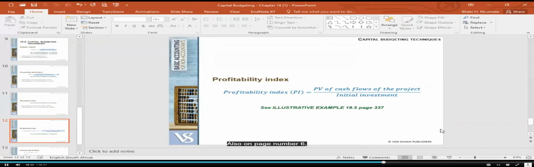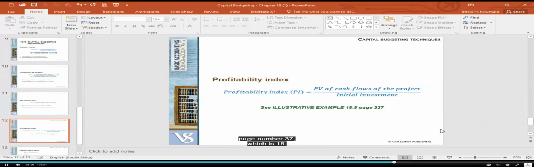Also on page number 336, you'll find the profitability index. We don't use much of this for now, but you need to know there is a profitability index of a project, which is calculated by dividing the present value of the cash flows of the project by its initial investment. This is shown on pages 336 and 337. That is how to work out the profitability index. And then there is an illustrative on page number 337, which is 18.5.